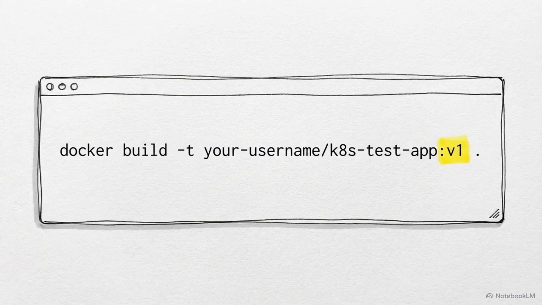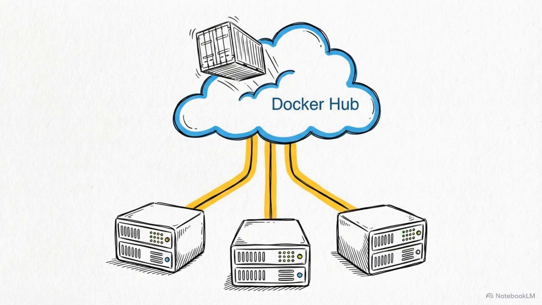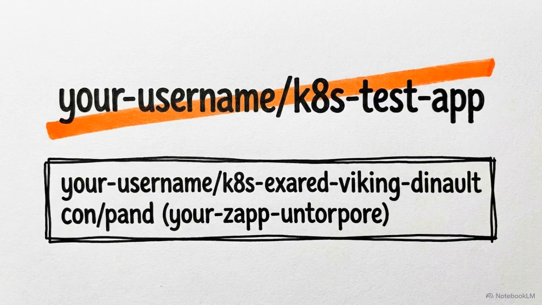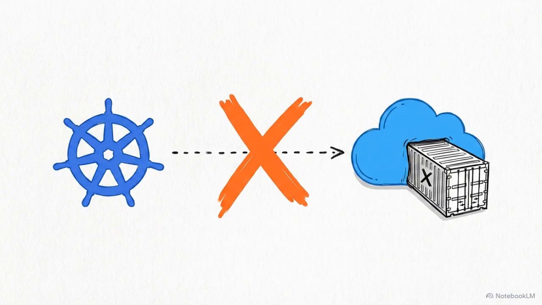With the Dockerfile finalized, use the terminal to build your image, tagging it with a version number for easy tracking. Next, push the image to your Docker Hub registry. This makes the image accessible to Kubernetes, regardless of where your cluster nodes are running. Ensure you replace the placeholder username in the build command with your actual Docker Hub ID. If the registry path is incorrect, the cluster will be unable to pull your image.